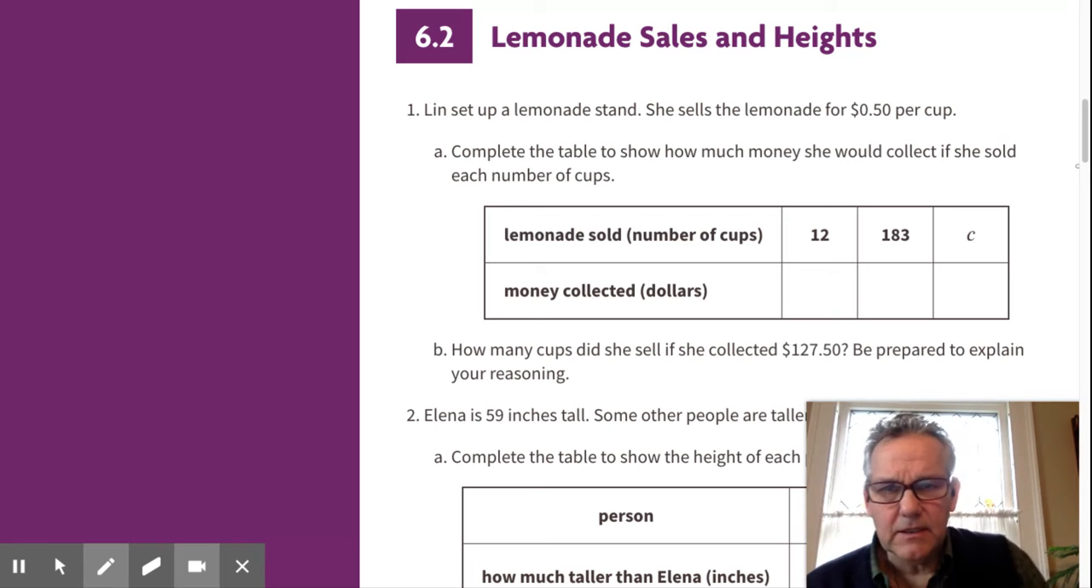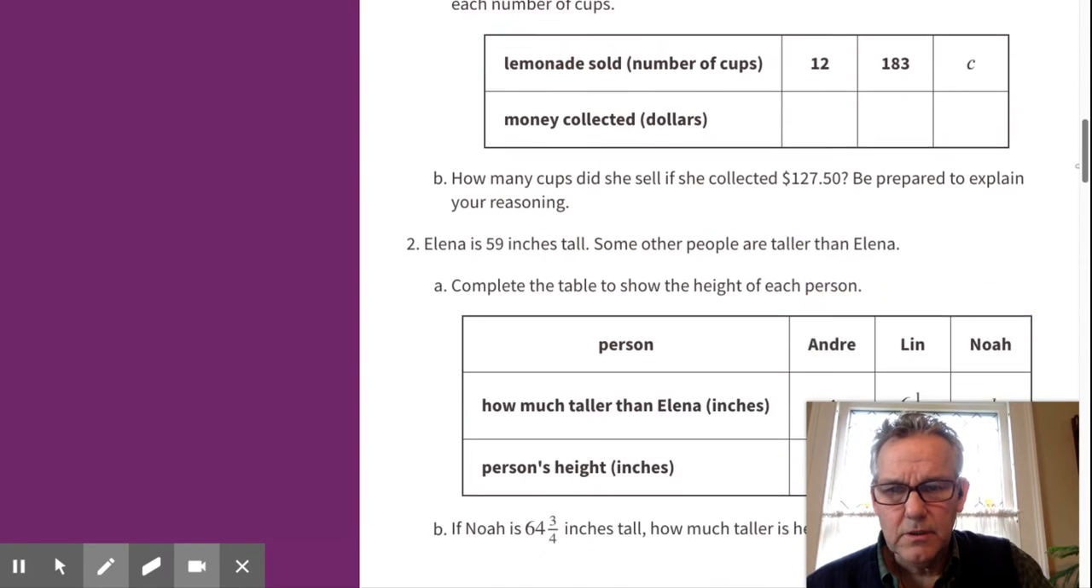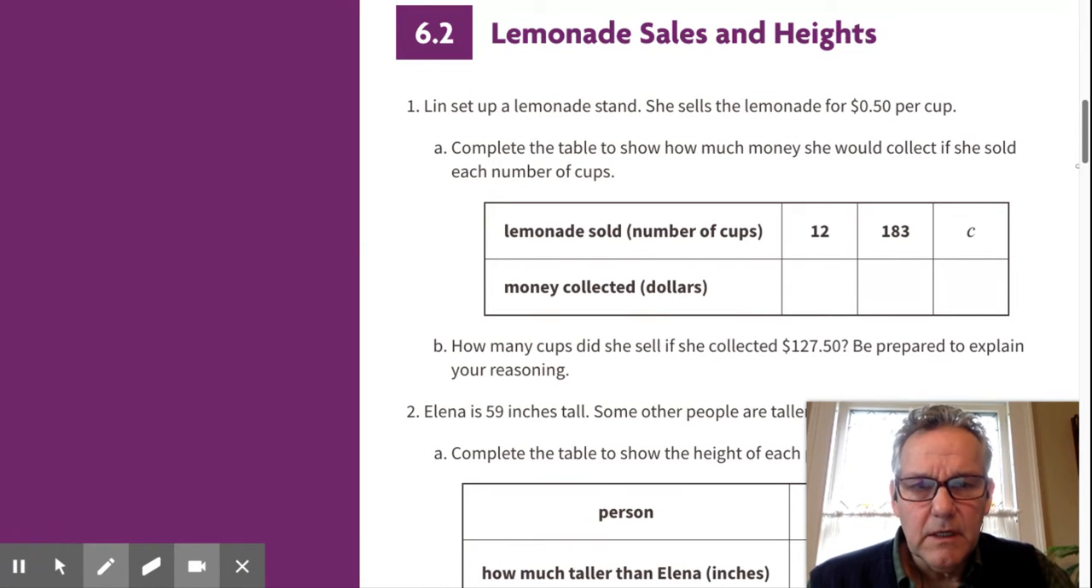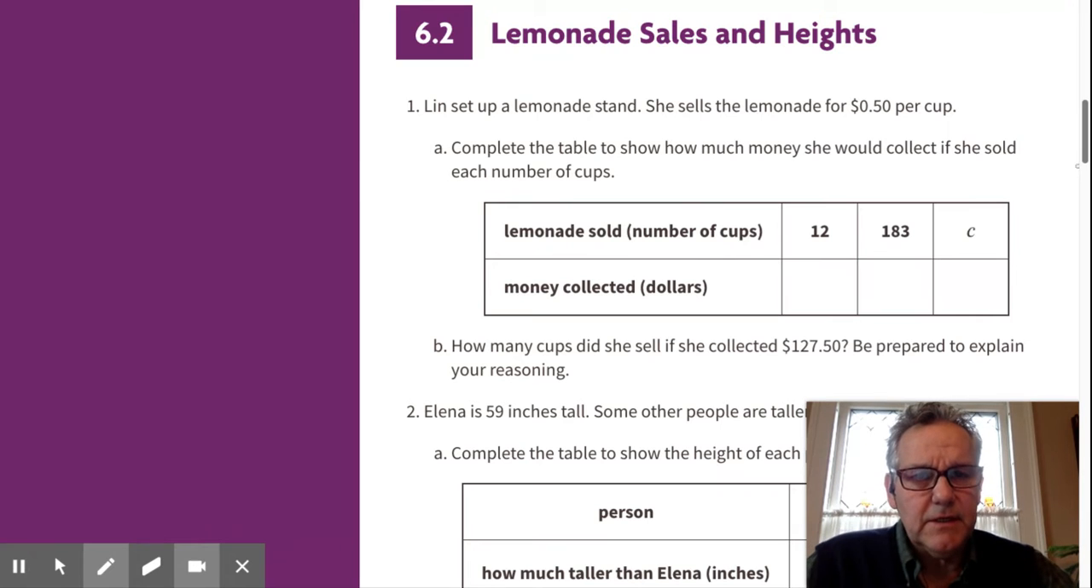Lemonade sales and heights. Read through it, and it says this. Lynn set up a lemonade stand. She sells the lemonade for 50 cents a cup. Complete the table to show how much money she would collect if she sold each number of cups. So 50 cents per cup. In the first column here, we have 12 cups. So naturally, 12 times 50 cents would be $6.